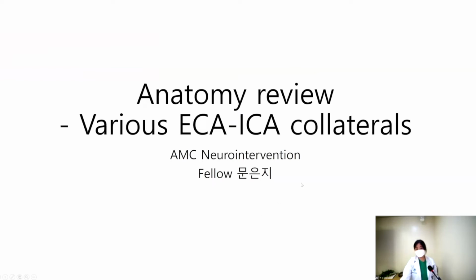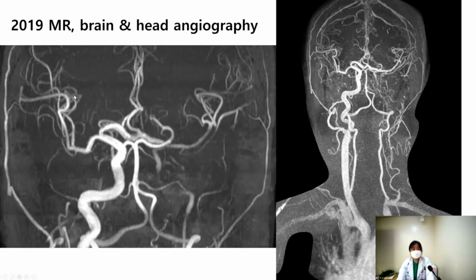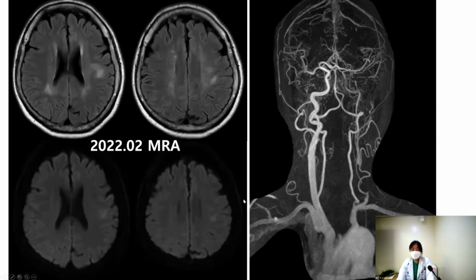Fellowship in Neurosurgical department. I prepare a CCA occlusion case with various ECA, ICA collaterals. The patient is a 67-year-old female, and she had a TIA 5 months ago, recurrent motor aphasia. The 2019 MRI showed left ICA occlusion, CCA occlusion, and at this moment, there's some infarction in the left MCA territory, and there's no definite change in the TOF images.